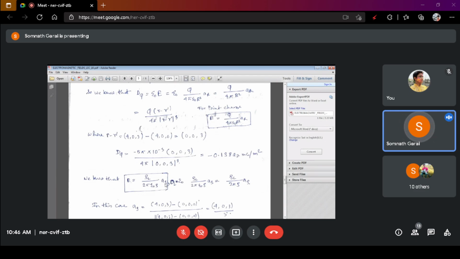E is the electric field intensity with respect to line charge. Now, if you put the value of E here, epsilon naught into rho L divided by 2 pi epsilon naught rho into A rho. So this epsilon naught is cancelled out. So D_L is equal to rho L divided by 2 pi rho into A rho. Right?